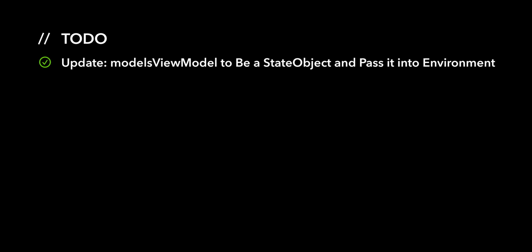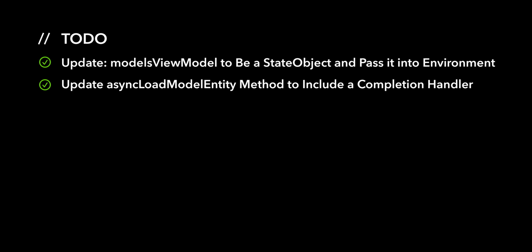The first sub-action item will be to make our ModelsViewModel instance a state object and pass it into our environment. Previously, our ModelsViewModel was a local observed property in our Models by Category grid view in BrowseView.swift. The second sub-action item will be to update our async_loadModelEntity method in Model.swift to include a completion handler. This completion handler will run when an error has occurred or when the model entity has been successfully loaded.